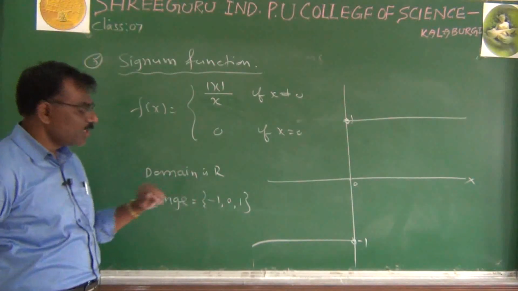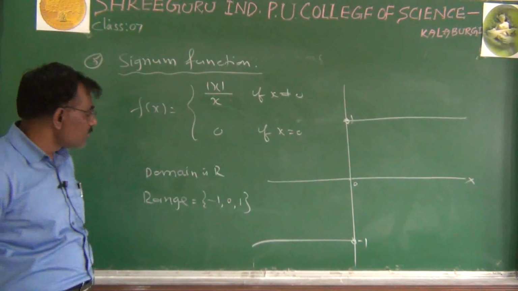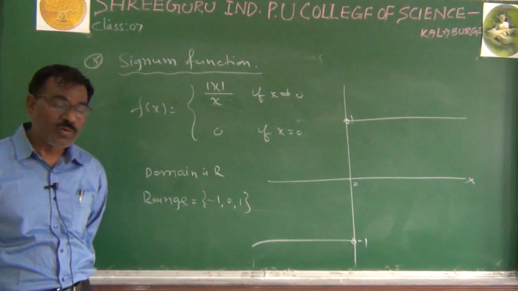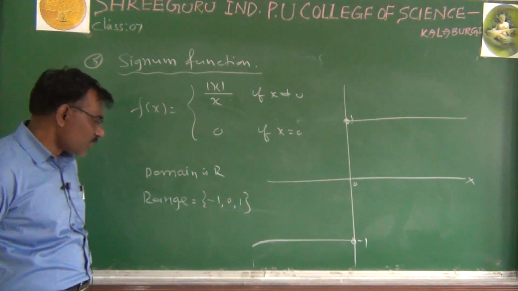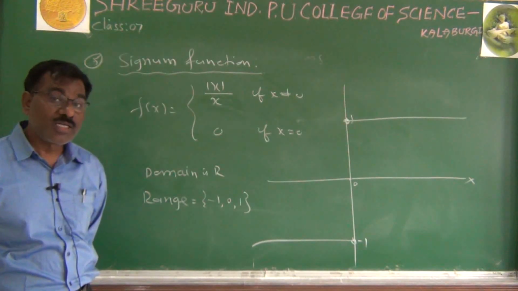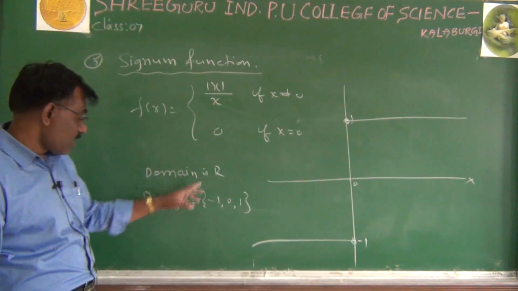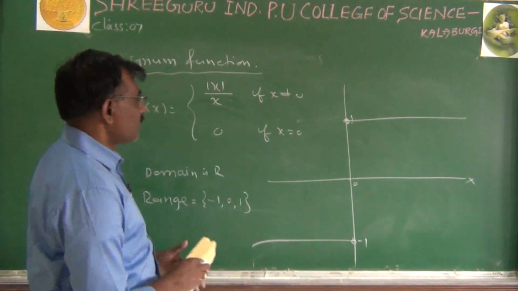These are also not equal, because here the range is -1, 0, 1, and here the domain is any real number. Are domain and range equal? No, this is not equal. Domain is not equal to range. But in a constant function, both domain and range are equal. So domain is R, range is {-1, 0, 1}. This is called the signum function.